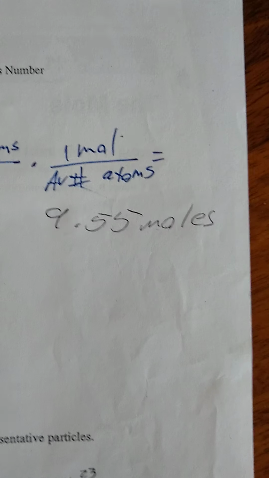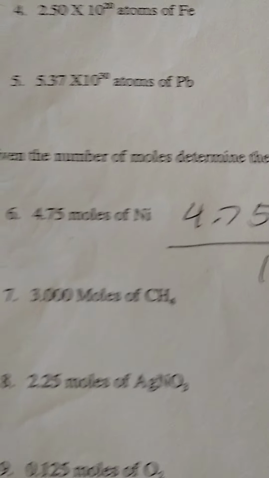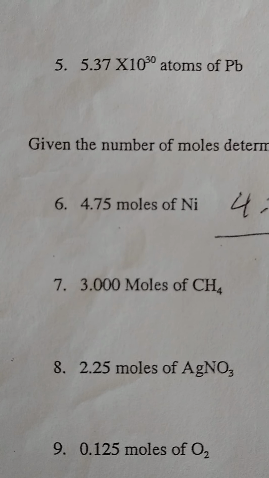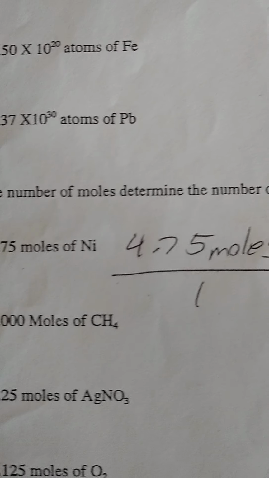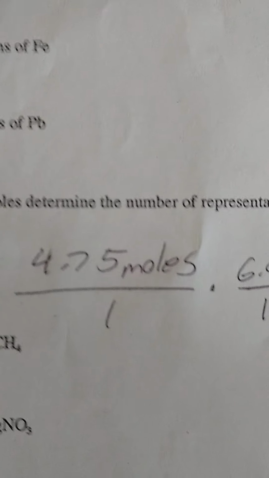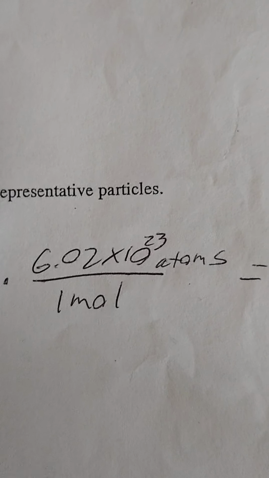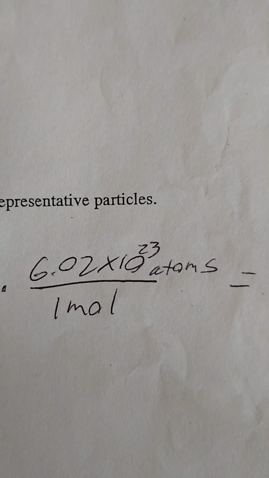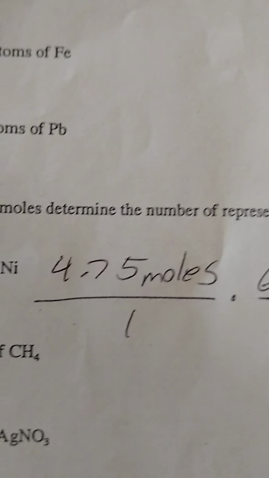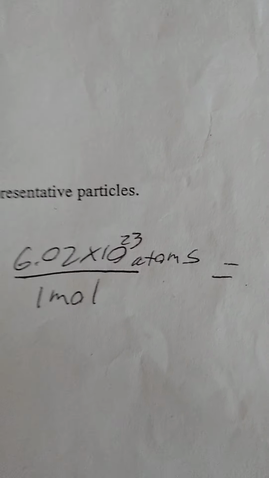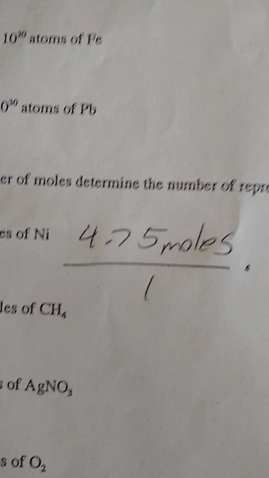Okay, let's do problem number 6. In problem number 6, we're given 4.75 moles, and we're converting that to particles. So I take 4.75 moles, put it over 1. I put 1 mole on the bottom, and then I put Avogadro's number on top. Because both numbers are on top and I only have 1s on the bottom, this is multiplication. So let's type those numbers in.